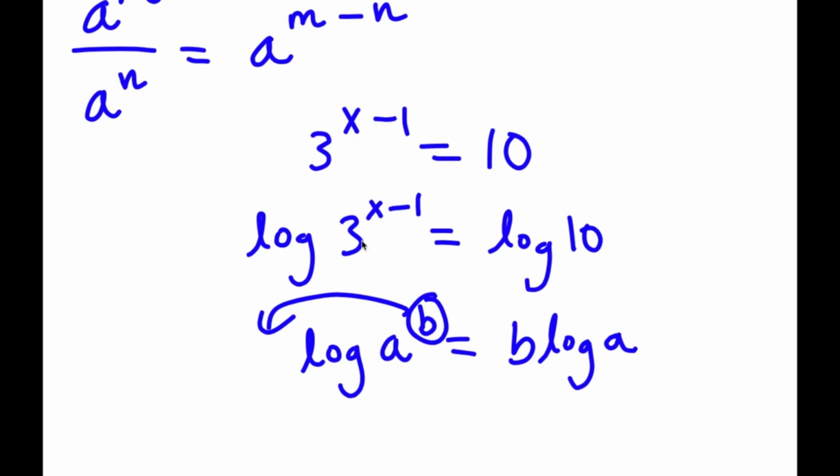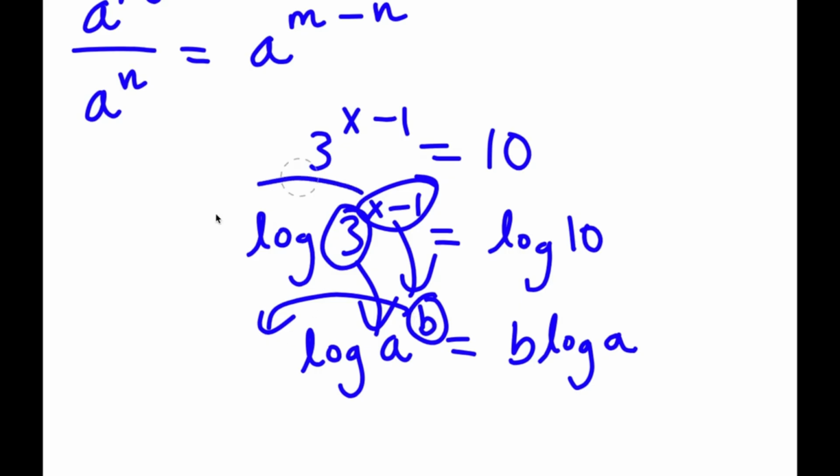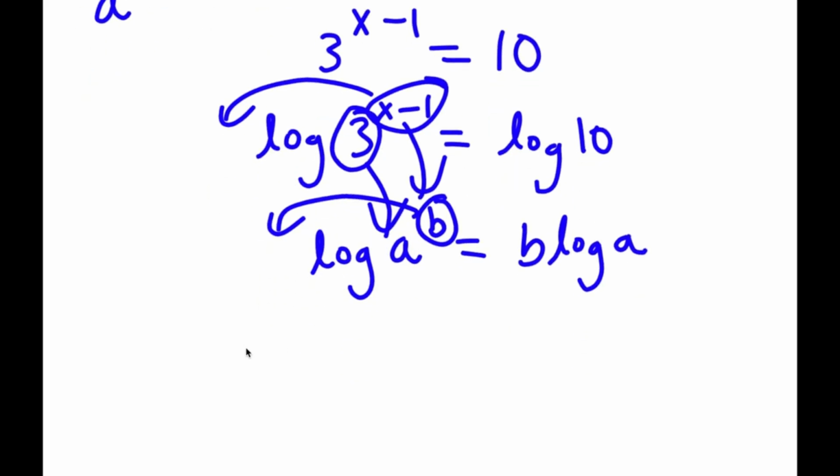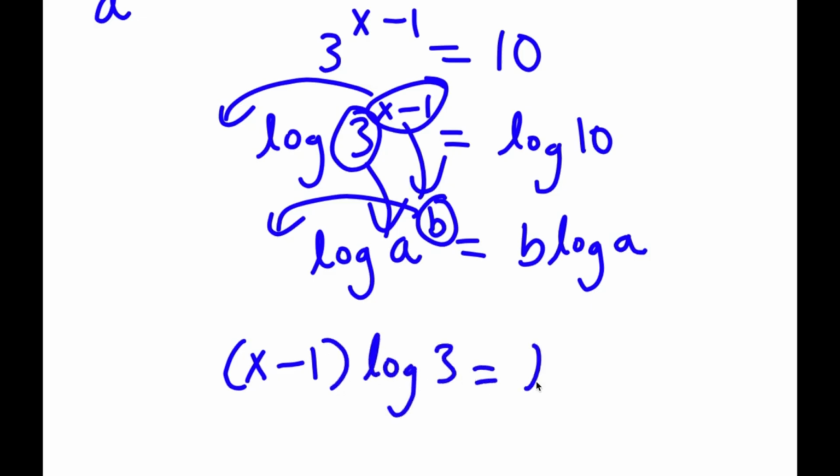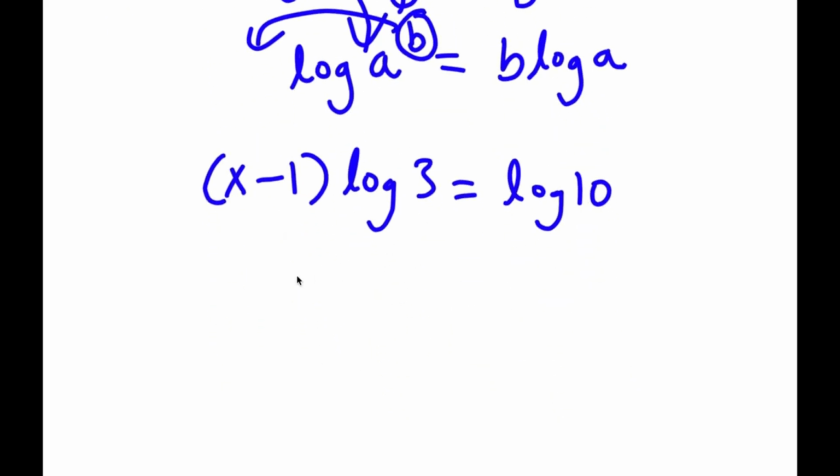So in this case, I have log 3 to the power of x minus 1, and we can think of 3 here as a and x minus 1 as b. So if I can move b to the front here, then so can I over here. So now I'm going to have x minus 1 times log 3 is equal to log 10. So now to continue solving this, log 10, that's the same thing as 1. So now I have x minus 1 times log 3 is equal to 1.